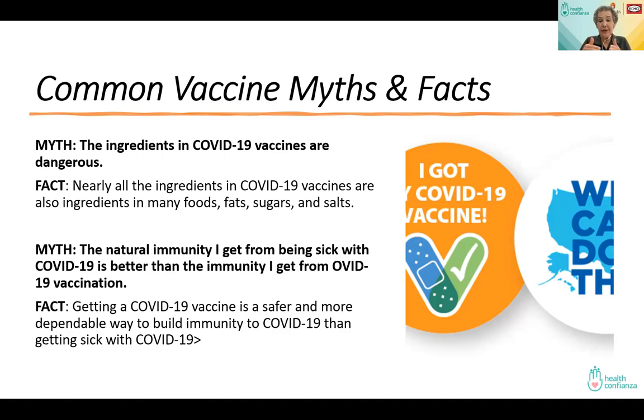Another myth, natural immunity. If I get sick with COVID, it's actually better than immunity I get with the COVID vaccine. Actually, it has been shown that getting the vaccine creates a better immune response in our body, so that we are better able to fight it when we are exposed. So the COVID vaccine is safer and creates more of that robust response. Next slide, please.